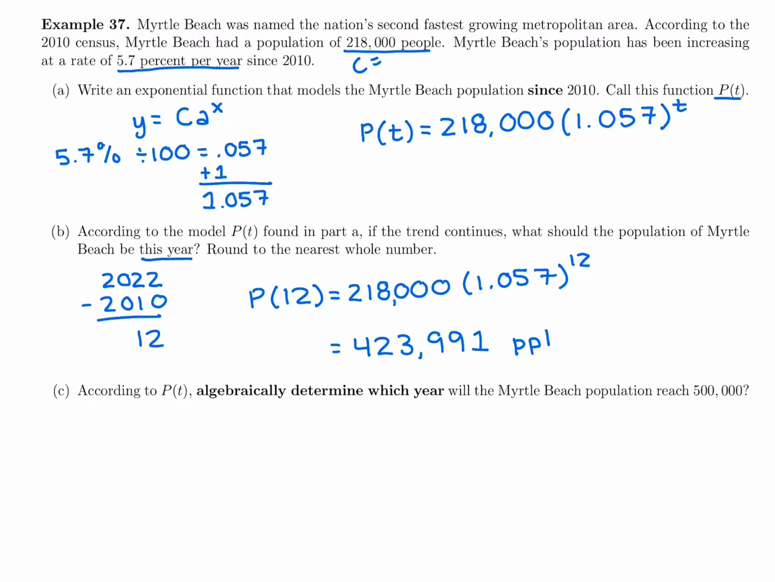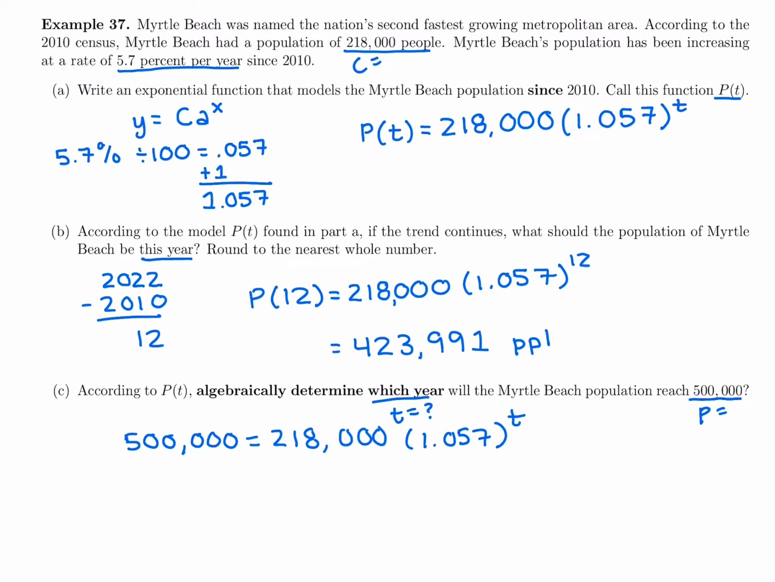And then this next part says, according to P of t, algebraically determine which year Myrtle Beach's population will reach 500,000. So when is P going to equal 500,000? We need to figure out what year that is. So we're going to find the t value that gives out 500,000 as the output. So I'm going to set this up as 500,000 equals 218,000 times 1.057 raised to the t.